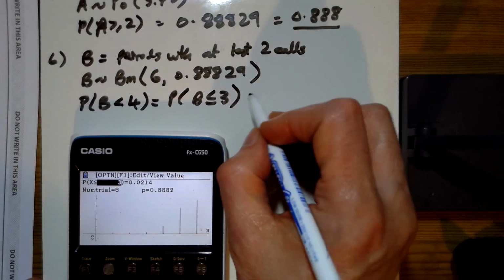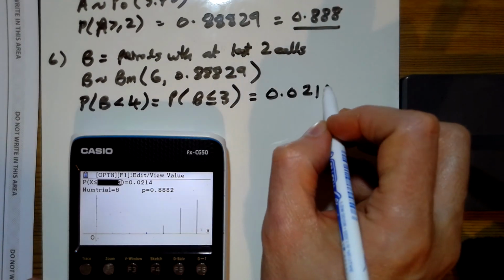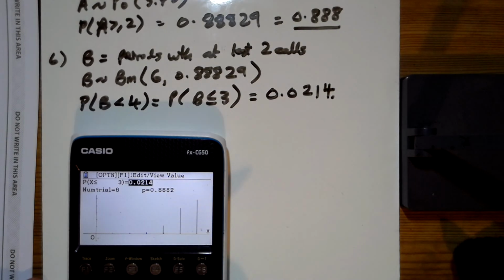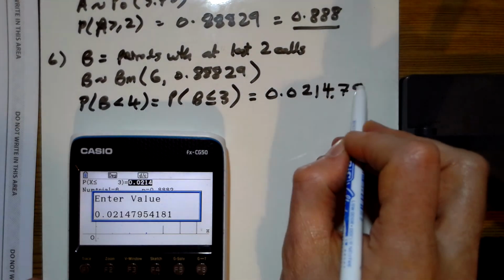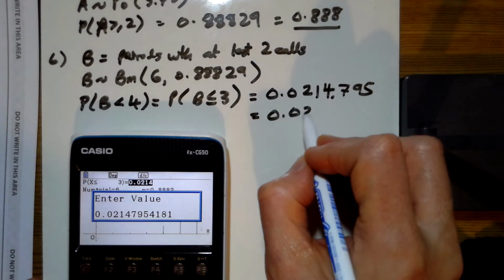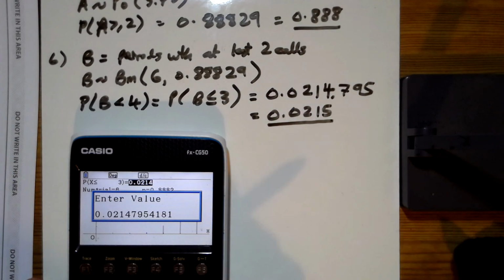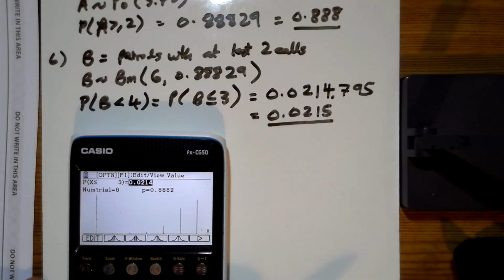And so the answer here, we've got 0.0214, and rounding that, let's have a look at that exactly, 0.0214795. And so to 3 significant figures, we get 0.215. So it's one of those ones where you've got to be careful. If I only wrote 0.214, I might not get that right. And so there's that bit there.